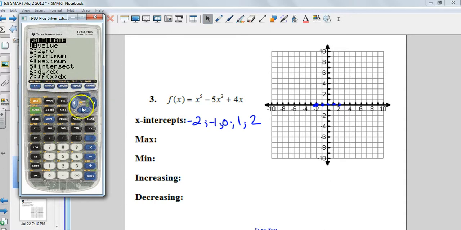So second trace, I'm going to choose the maximum finder. And it doesn't matter which one you find first, so I'm just going to find the closest one to me. I'm going to go a little bit to the left of him, hit enter, and then a little bit to the right of that maximum bump, hit enter, and looks like he's at 0.54, 1.42. Let's write that down before I forget that.